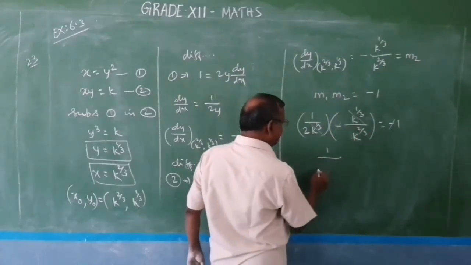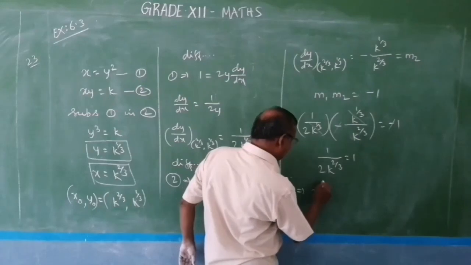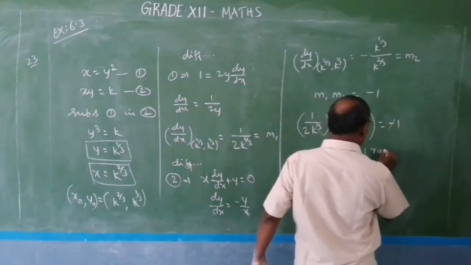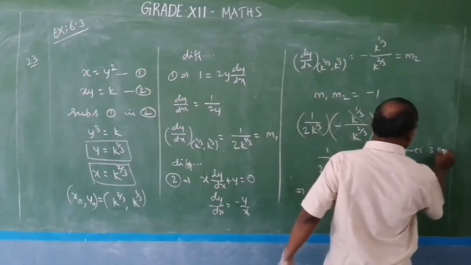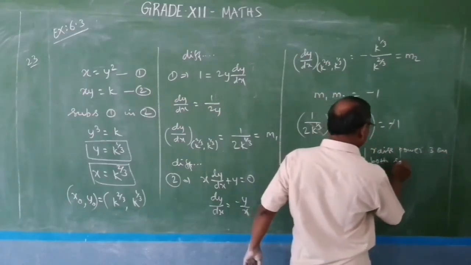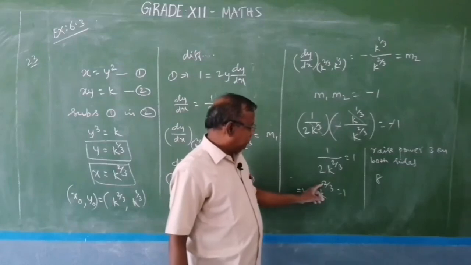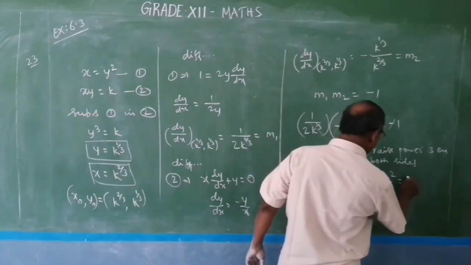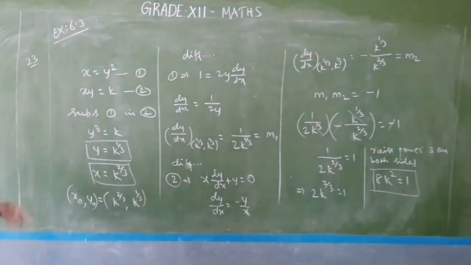We have 1 by 2 into k^(2/3) equal to 1, which gives 2 into k^(2/3) equal to 1. Now raise power 3 on both sides. So 2^3 equal to 8. Raising the power 3, k^(2/3) gets k^2, which is equal to 1^3 equal to 1. So we have 8k^2 equal to 1. Under this condition the curves intersect at right angles.